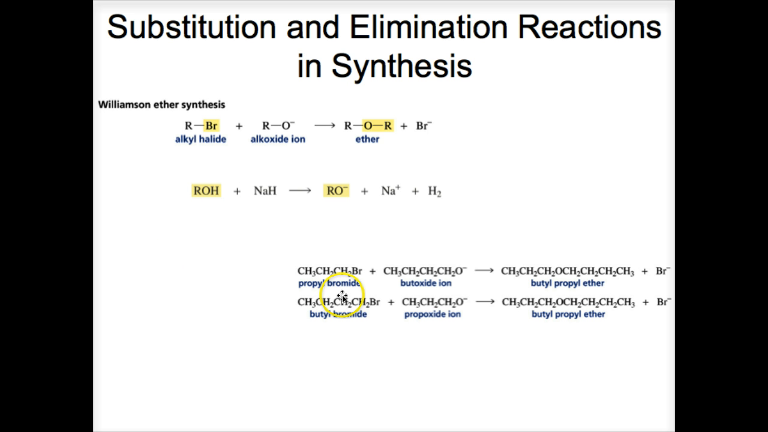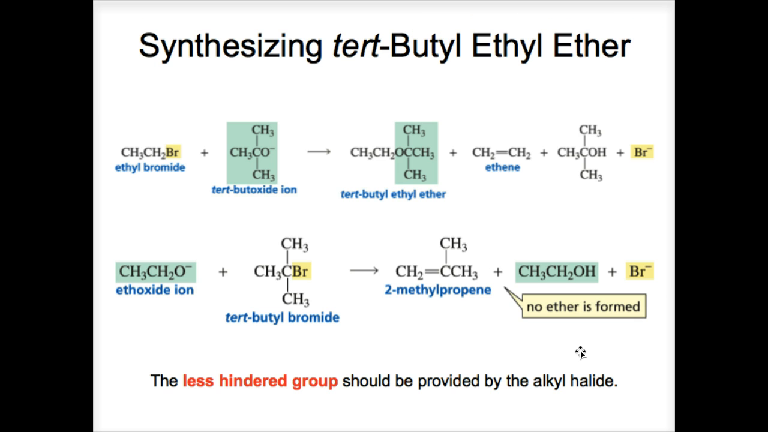But first, if you look at this one, two ways to synthesize butyl propyl ether, you'll notice that there are 3 carbon atoms in this compound, 4 in this one, and a total of 7 in the product. Well, we could do a 4-carbon butyl group on bromine, and 4 and 3 as part of the nucleophile, and also arrive at 7. And notice it's still butyl propyl ether in both cases. So let's take a look at synthesizing tert-butyl ethyl ether.